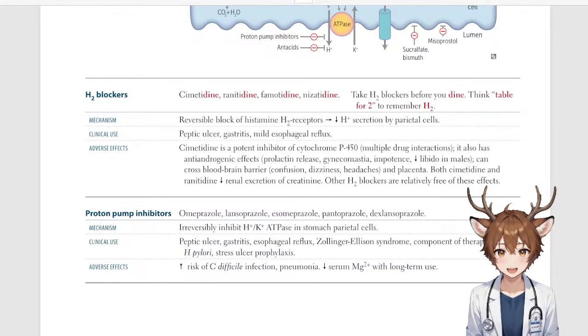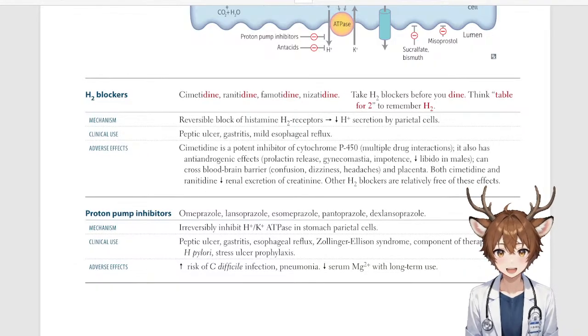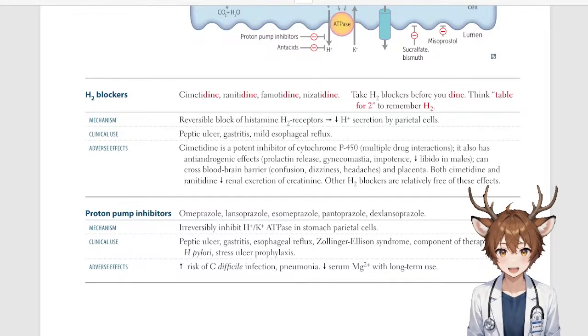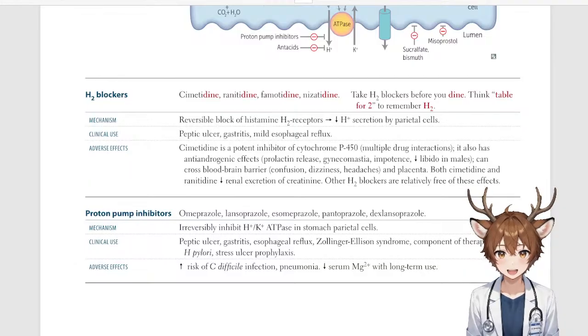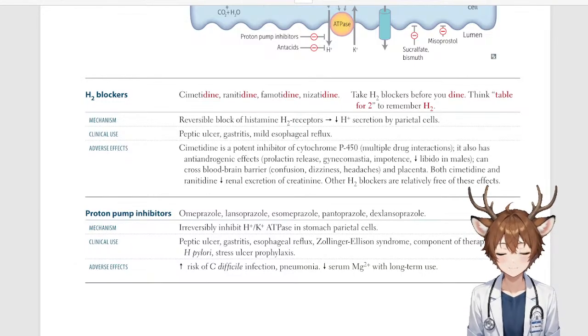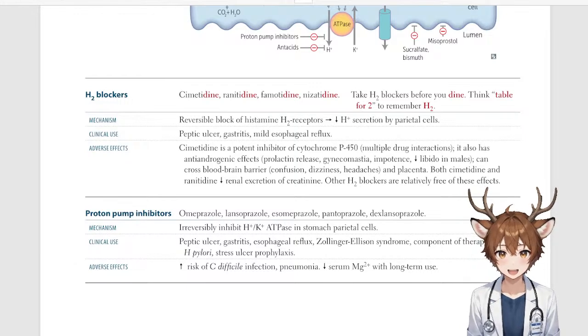Adverse effects: cimetidine is a potent inhibitor of the cytochrome P450, multiple drug interactions. It also has anti-androgenic effects: prolactin release, gynecomastia, impotence, decreased libido in males. It can cross the blood-brain barrier and placenta, causing confusion, dizziness, headaches. Cimetidine decreases renal excretion of creatinine. Other H2 blockers are relatively free of these effects.